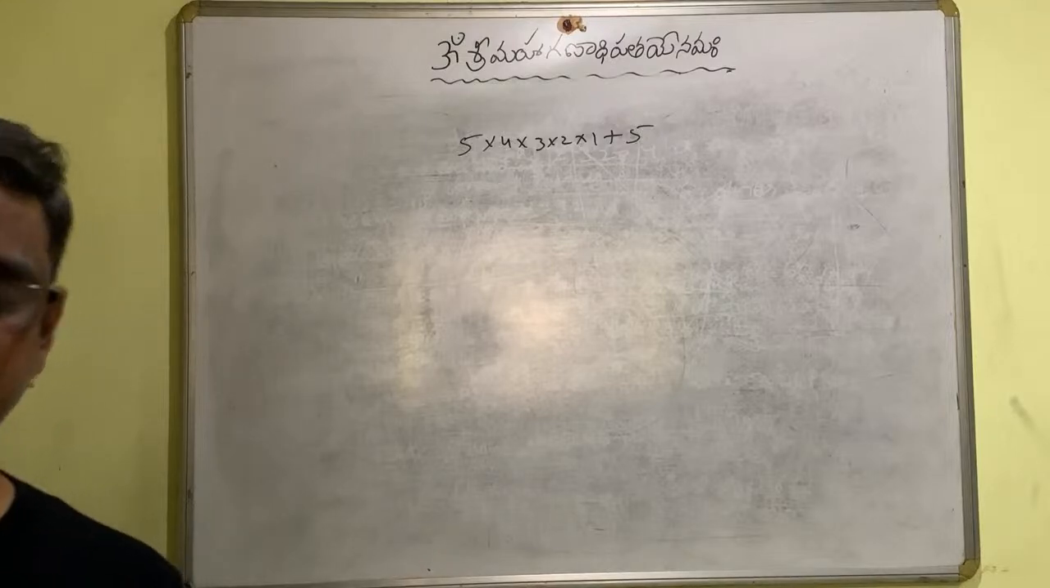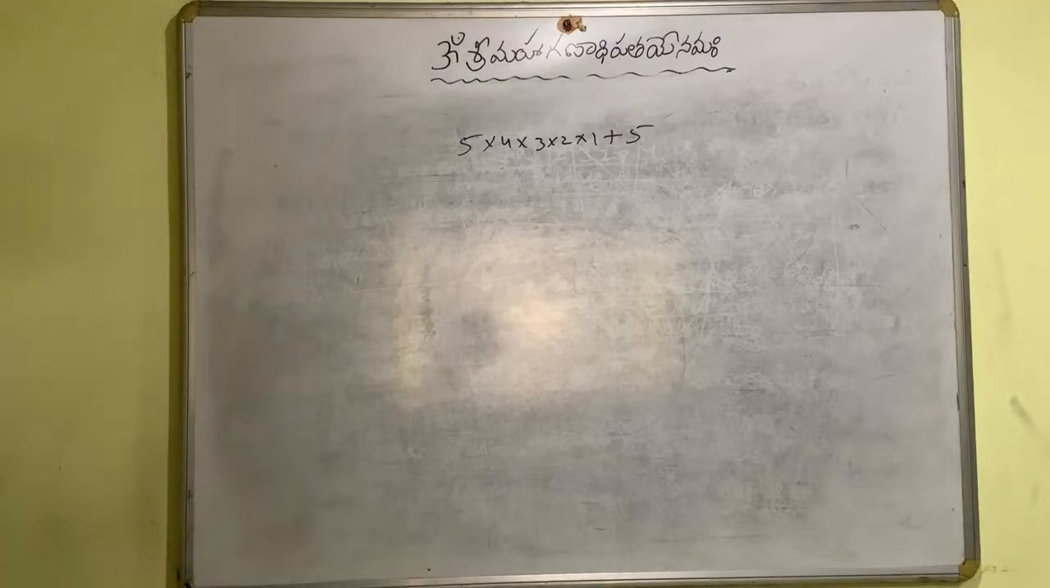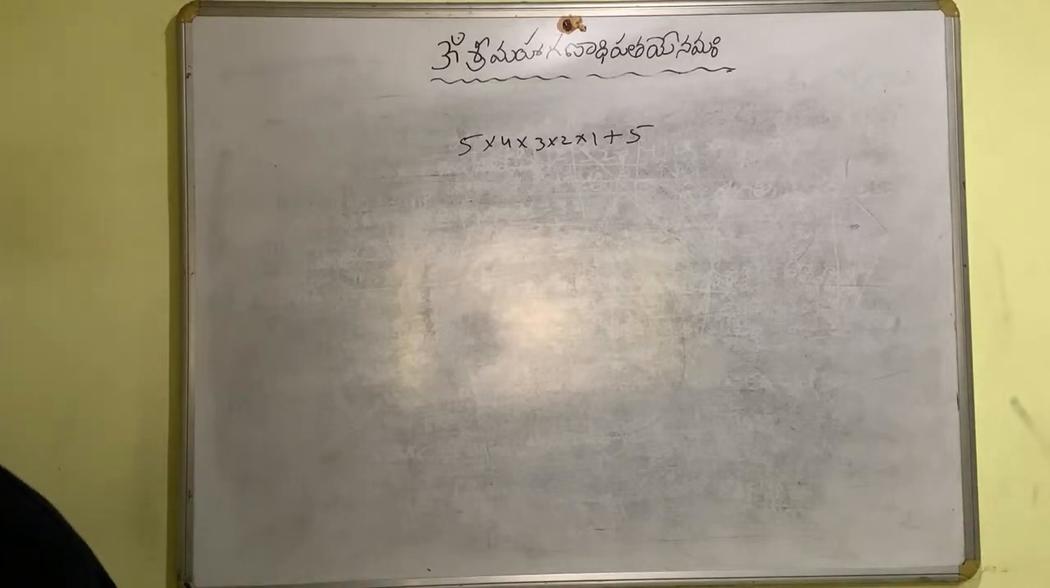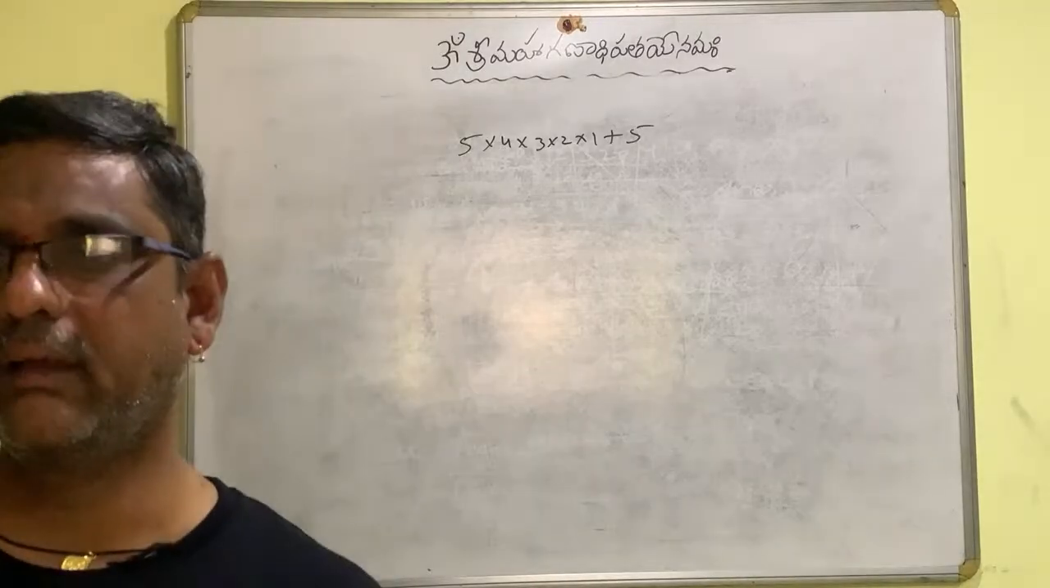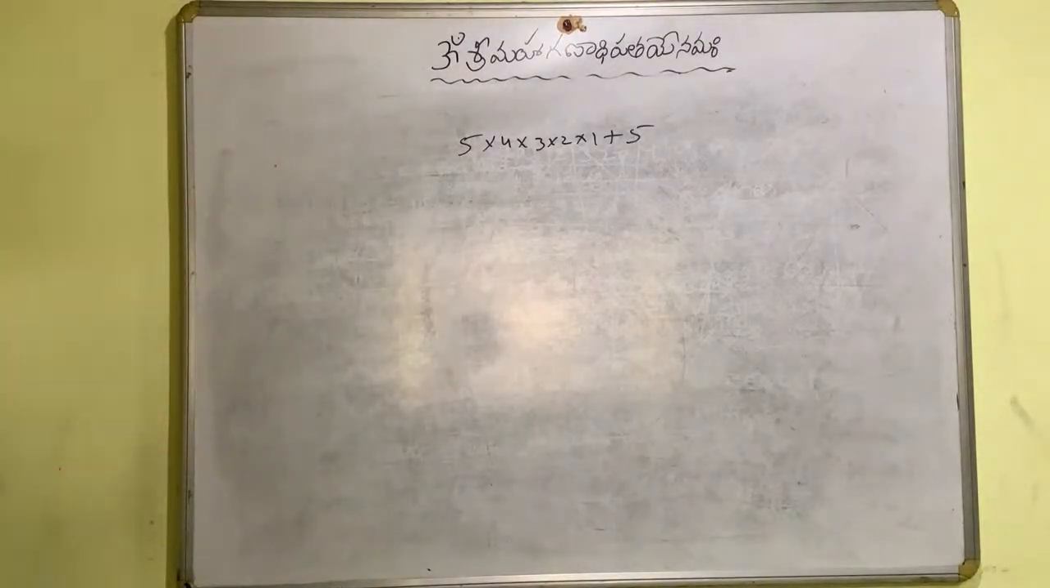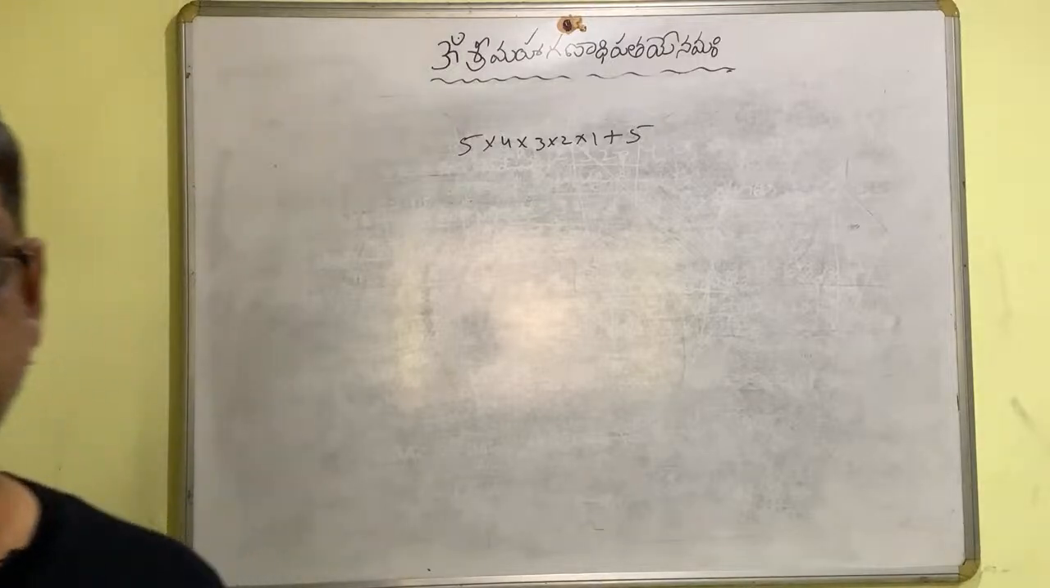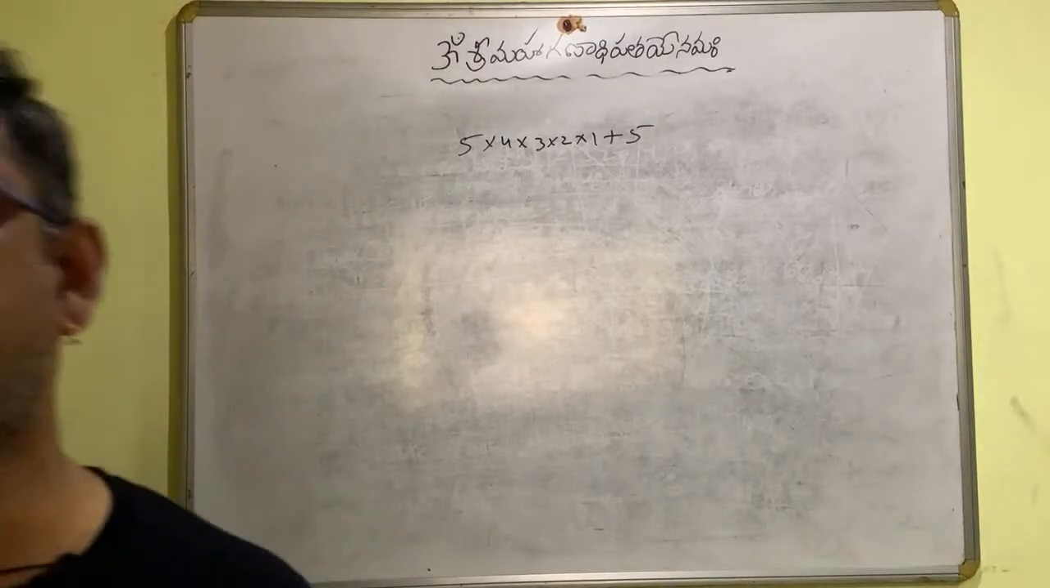The second point is every number is a factor to itself, and 1 is a factor of every number.